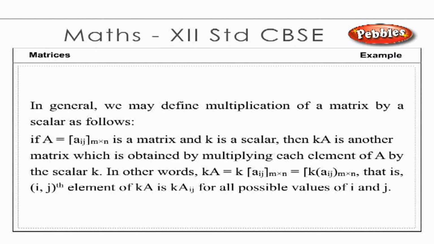In general, we may define multiplication of a matrix by a scalar as follows. If A = [Aij] M into N is a matrix and K is a scalar, then KA is another matrix which is obtained by multiplying each element of A by the scalar K. In other words, KA = [K Aij] M into N. That is, the ij-th element of KA is K Aij for all possible values of i and j.